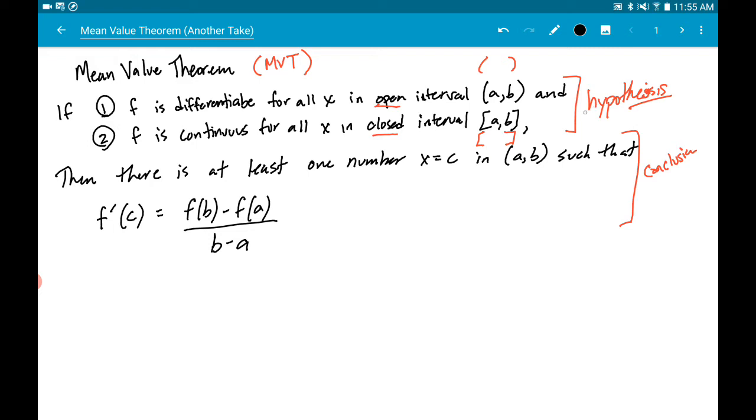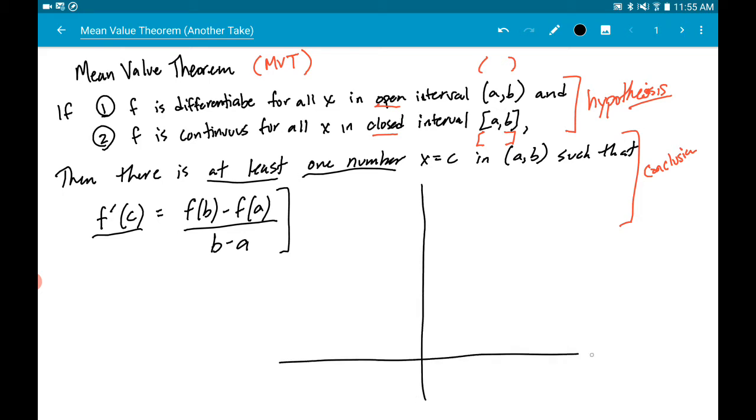And it says if these criteria are met, then there's at least one number, there could be more than one, at least one number, in the interval where the derivative at that value is equal to the slope between the endpoints. So this is a mouthful, and it's easier to describe with a graph.